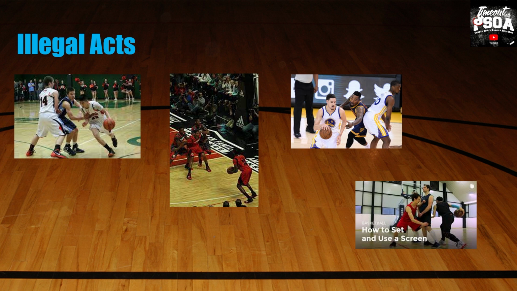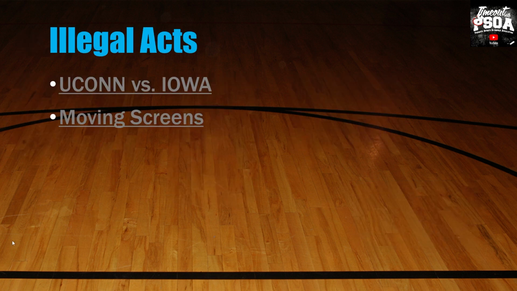So now if this defender displaces this legal screener, we now have a foul on the defense. Because what could happen is this screener gets pushed into this dribbler, and the dribbler travels. We need to know what caused that travel, and it was the illegal push by the defender displacing the screener. Now let's take a look at some video.